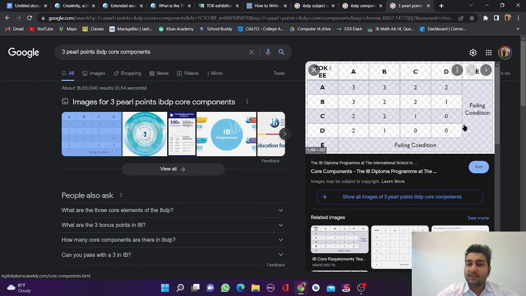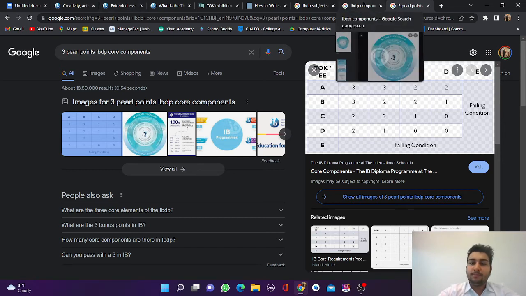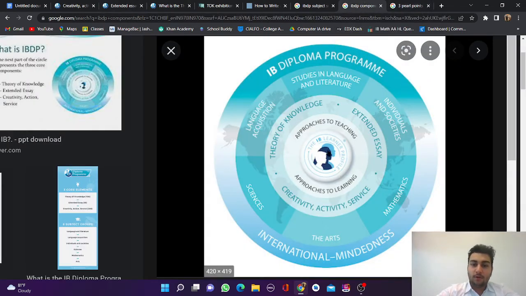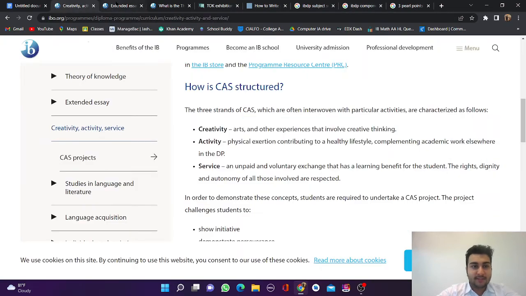And yeah, this chart basically outlines how whole points will be given. You can find it on the internet. So yeah, these are the three core components of the IBDP. However, the subject choices are the most important aspect of the IBDP curriculum, which relate directly to the academics.